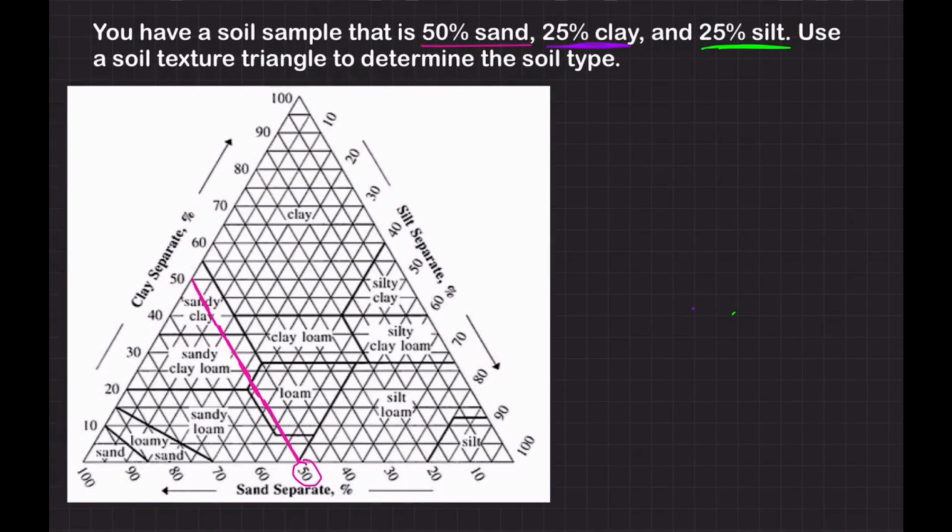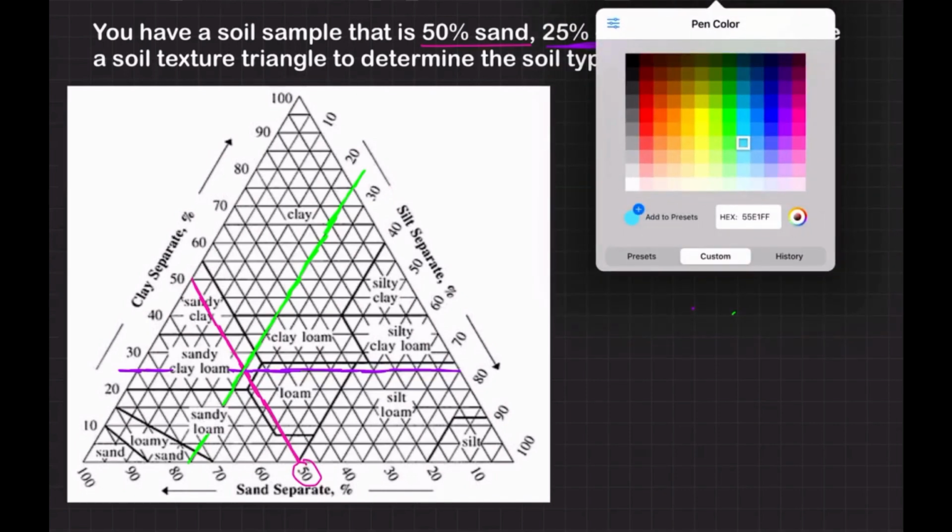Then I'm going to do my clay, and that's over here, and it's 25, so it's going to be halfway between 20 and 30. And since these are horizontal, I'm just going to go like this. And then our silt is 25%. So that's going to be, again, halfway between 20 and 30, and we're going to go at this angle. Okay. So you can see that all of our numbers meet right here.